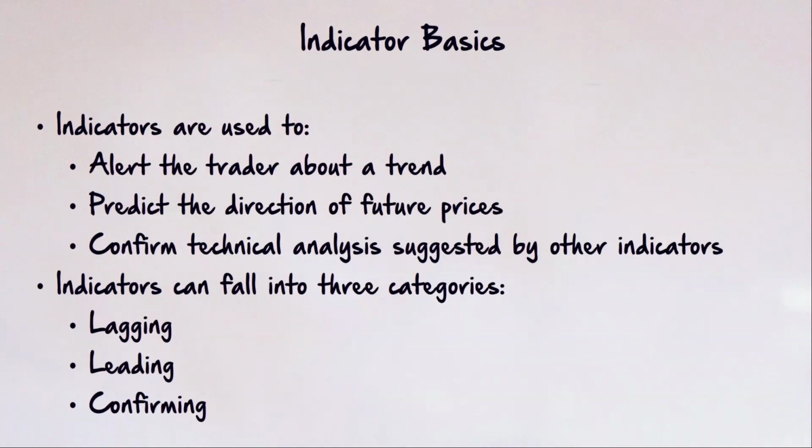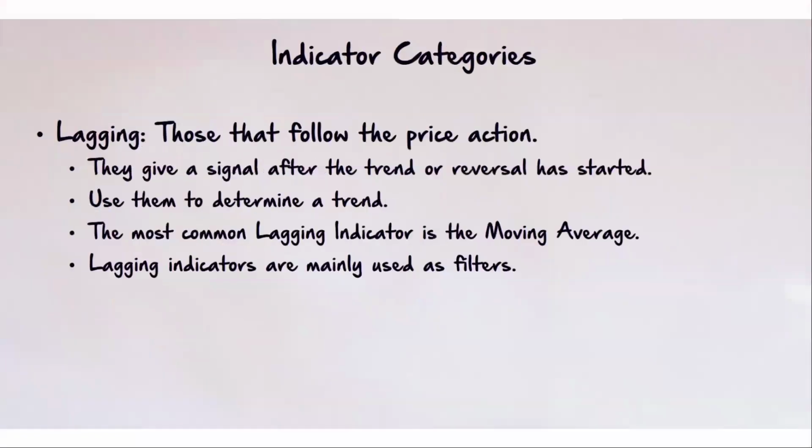This is one new layer, confirming. So either they are lagging, or they are leading, or they are helping you to confirm whether your analysis is correct or not. Lagging indicators are those that follow price action. That is, they give a signal after the trend or reversal has started. So they are slow. When you say lagging, it means they are slow.